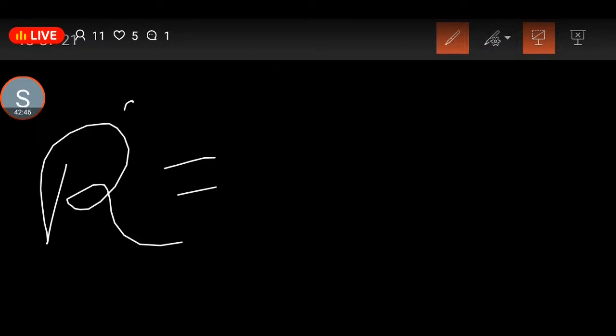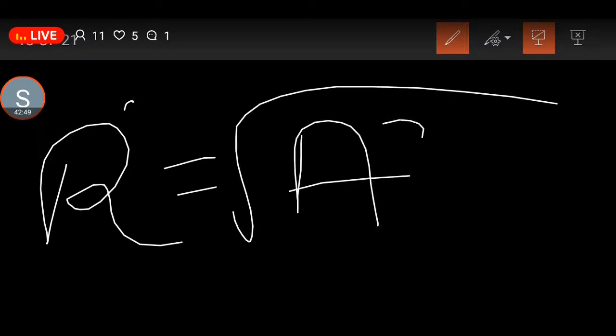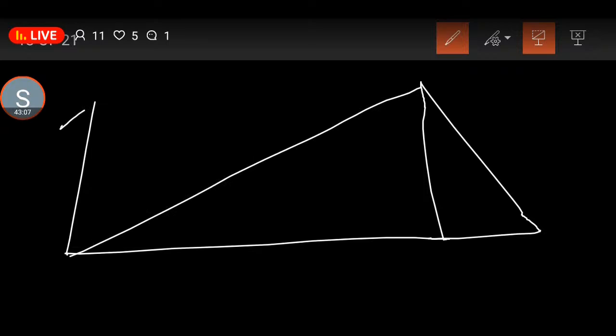Okay. Now we'll find the formula. What I gave: R is equals to root under of a square plus b square plus c square. This is a formula I gave you right that time. I'll explain that formula using the help of the parallelogram itself. I'll not explain using triangle law. Okay.